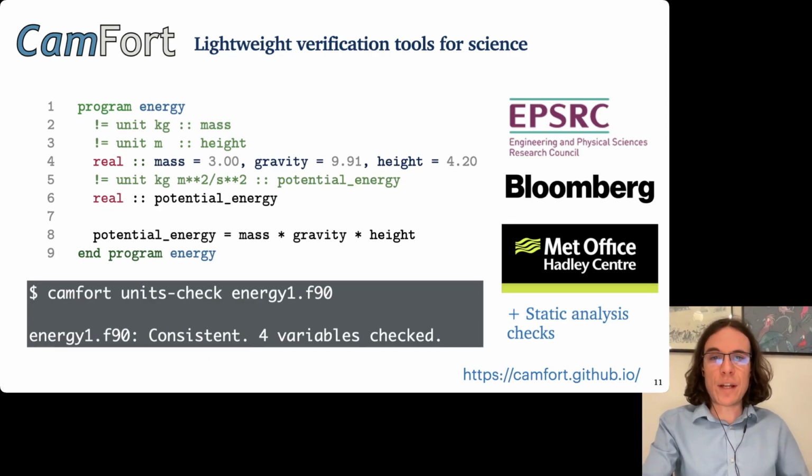So there's other things that could be built on top of CAMFORT. We've got a really nice solid pipeline there with which more tools could be built and deployed with scientists.